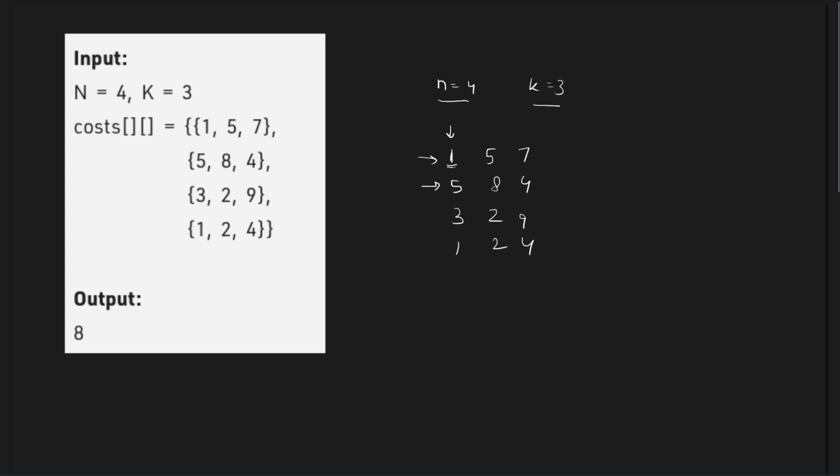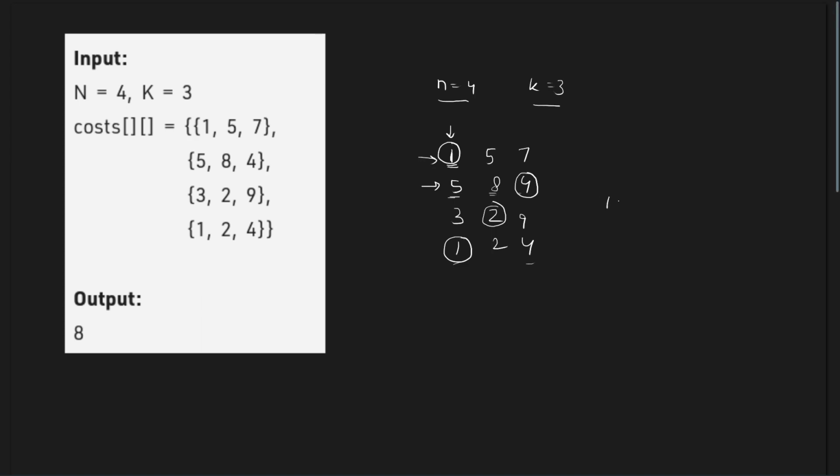For example, if I take 1 here, I cannot take 5. I can take any of the others. I can take 8, I can take 4, any of those others, but I cannot take 5, right? So starting from the first row, I can take 1. Then in the next row, I cannot take 5, but I can take 8 and 4. So let me just take 4. Then in the next row, I cannot take 9, but I can take 2 and 3. So I can just take 2. And in the next row, I cannot take 2, but I can take 1 and 4. So I can just take 1 here.